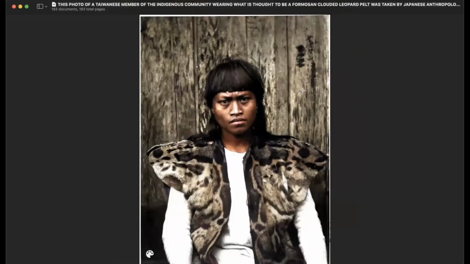Right here we have a photo of a Taiwanese member of the indigenous community, all right? This is from Taiwan. Again, these are old pictures I colorized. This is a Taiwanese indigenous man wearing what is thought to be a Formosan clouded leopard pelt. It was taken by Japanese anthropologist Torii Ryuzo circa 1900, University of Tokyo. Again, a man from Taiwan.